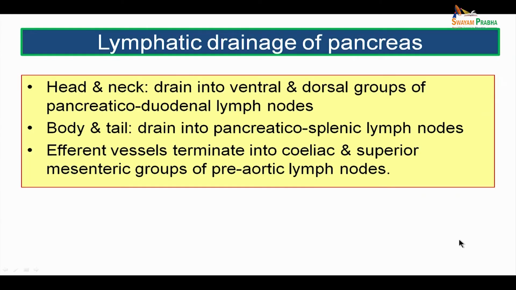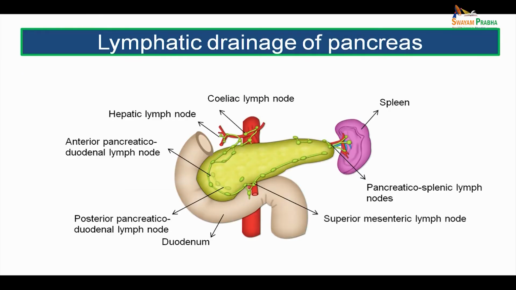Going on to see the lymphatic drainage of pancreas. The head and neck drain into ventral and dorsal groups of pancreaticoduodenal lymph nodes. The body and tail of pancreas drain into pancreaticosplenic lymph nodes. Efferent vessels from these terminate into the celiac and superior mesenteric group of pre-aortic lymph nodes. This picture here shows us the lymphatic drainage of pancreas.